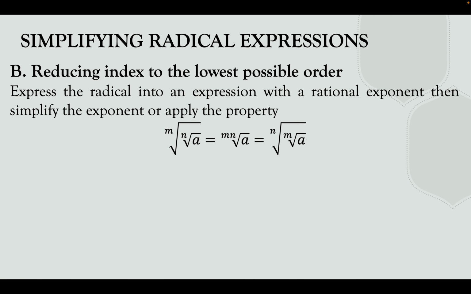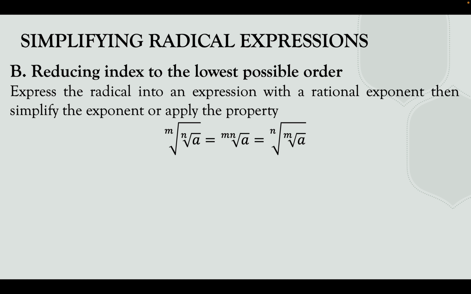The next one, we have reducing the index to the lowest possible order. Express the radical as an expression with a rational exponent, then simplify the exponent or apply the property. We have here the m root of the nth root of a, which equals the m times n root of a. That is also equal to the nth root of the m root of a.